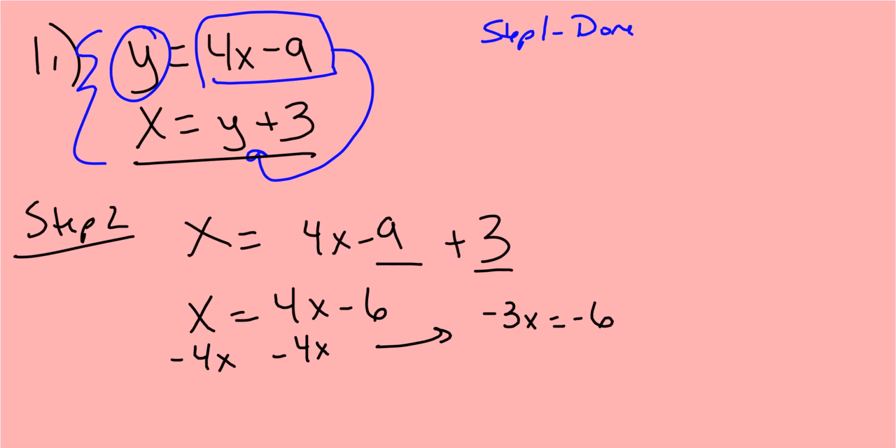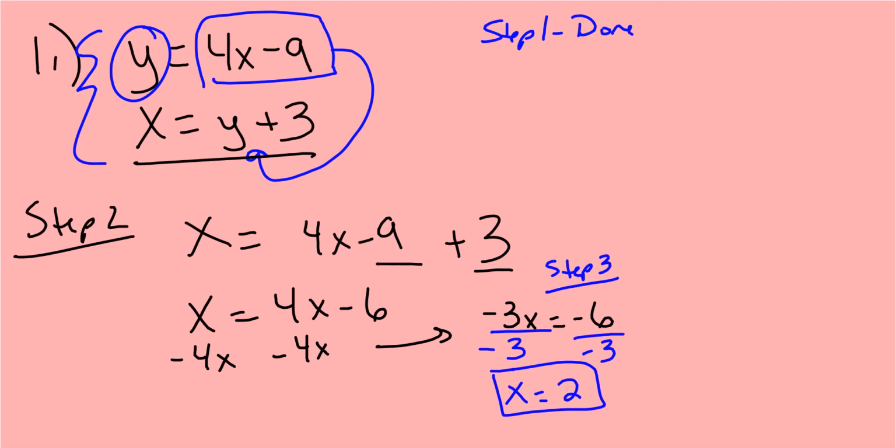Remember guys, I'm going to be kind of lazy, and later in the video, I'm not going to write step 1, step 2, step 3 out. Whenever I change colors, that means that it's a new step. So I divide both sides by negative 3. I get x equals positive 2. I get a number answer.